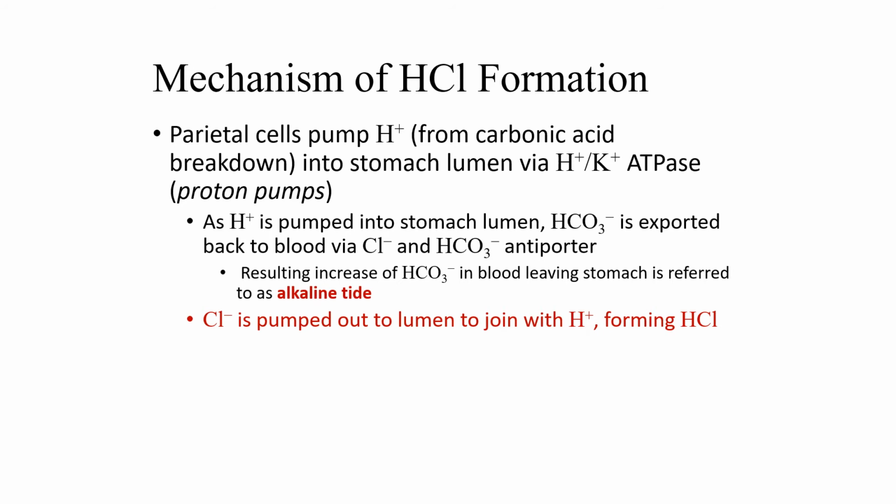The parietal cells in the gastric gland are going to pump protons into the stomach, and this is going to be an active transport. It's called the proton potassium ATPase, also known as proton pumps. You may have heard of drugs called proton pump inhibitors, and these are used to decrease the production of hydrochloric acid in people who have acid reflux, to help control the amount of HCl that the stomach produces.